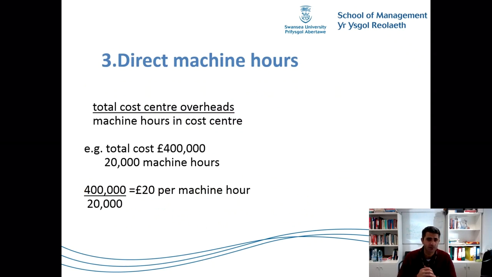And the third one is number of machine hours. Again, the total overhead cost is 400,000, and number of machine hours equals 20,000. If you divide it, that's £20 per machine hour.